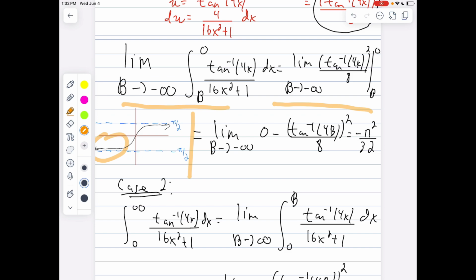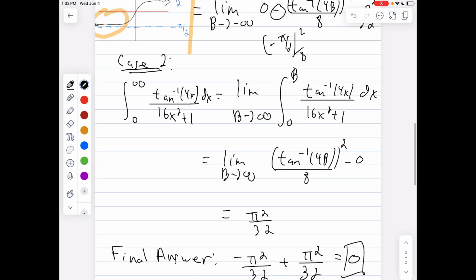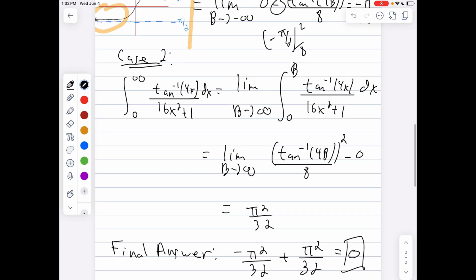So you would have negative pi over 2 squared over 8, and that gives you pi squared over 32, and because of the negative here, it becomes a negative pi squared over 32. And that's the first case, so it converged. Therefore, I need to see what the second case is. If the first case had diverged, if we had gotten an infinity, then we would be done. We'd say it diverges.